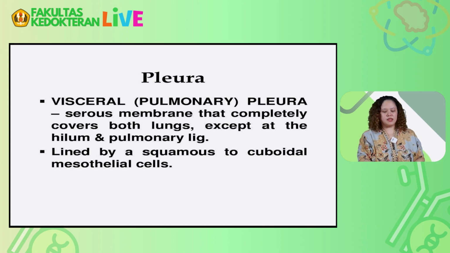Okay, the last part is the pleura. Pleura is a serous membrane that completely covers both lungs except at the hilum and pulmonary ligaments. Remember, the structure consists of two layers, parietal and visceral, and both are composed of squamous mesothelial cells resting on a connective tissue layer that contains collagen and elastic fibers. In the next slides are the summary tables.